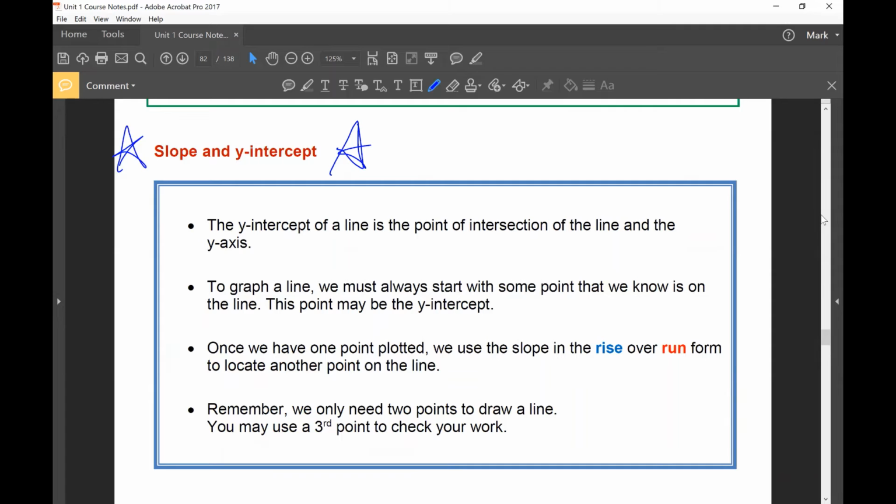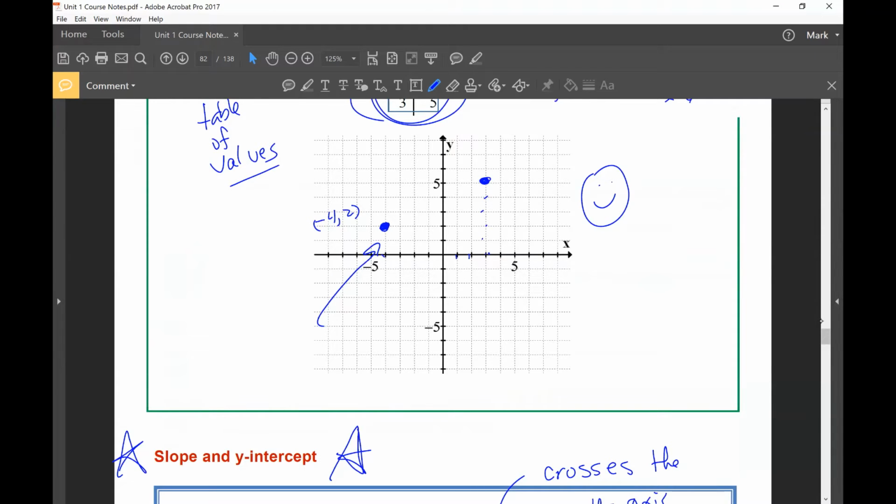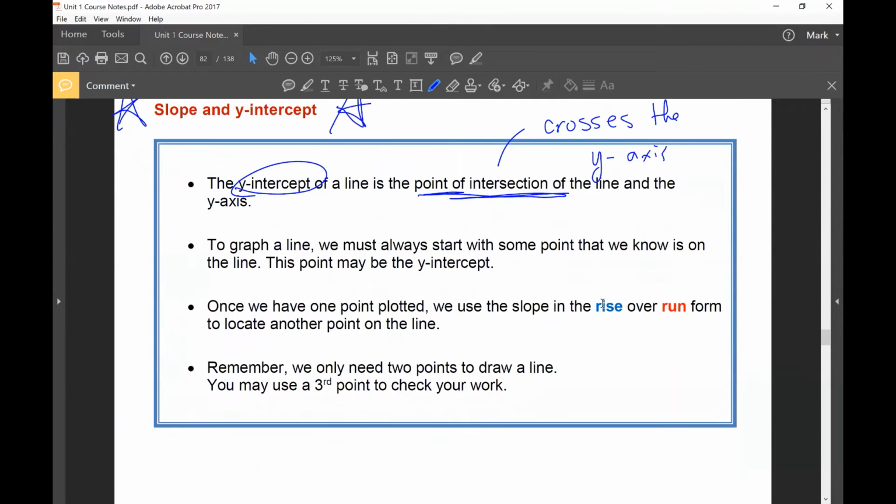The y-intercept of a line is the point where it intersects or crosses the y-axis. So in simple words, this is where the line crosses the y-axis. To graph a line, we always must start at a point. If you don't have 2 points, you can start with the y-intercept. And once you have 1 point plotted, you can use the slope.